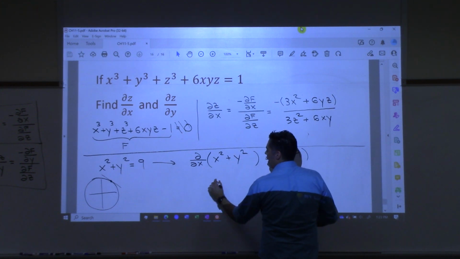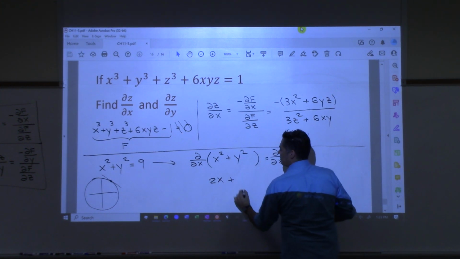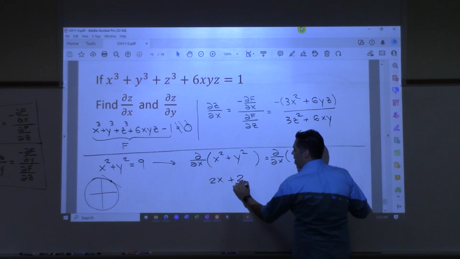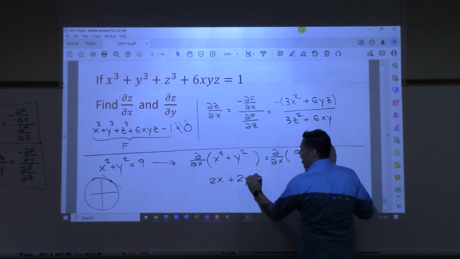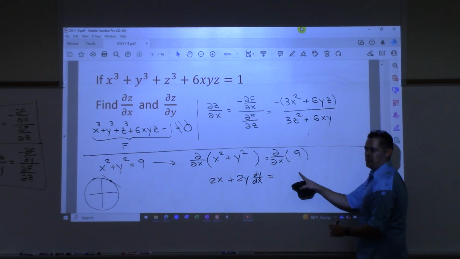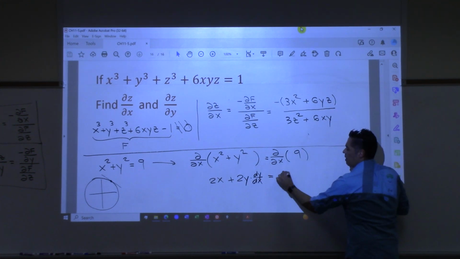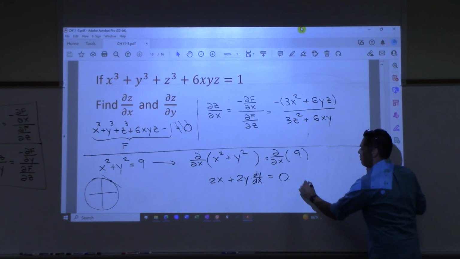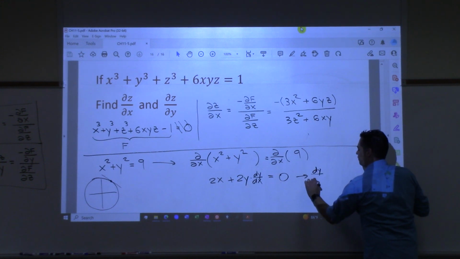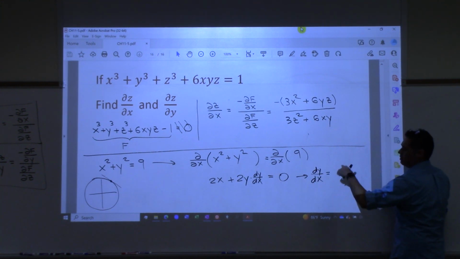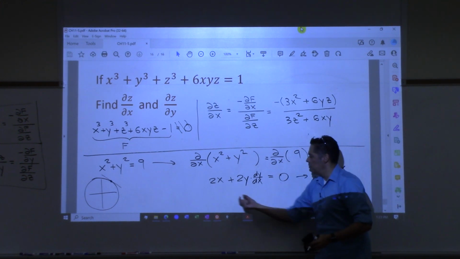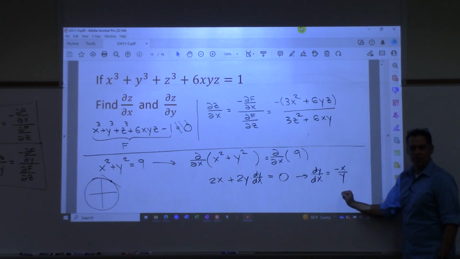The derivative on the left is 2x plus 2y times y prime, or dy/dx, equals what? 0. And then I can solve for dy/dx by moving things around, right? So if I move things around, I get dy/dx equals negative x over y. If you just move this over and then divide by 2y, you get this.